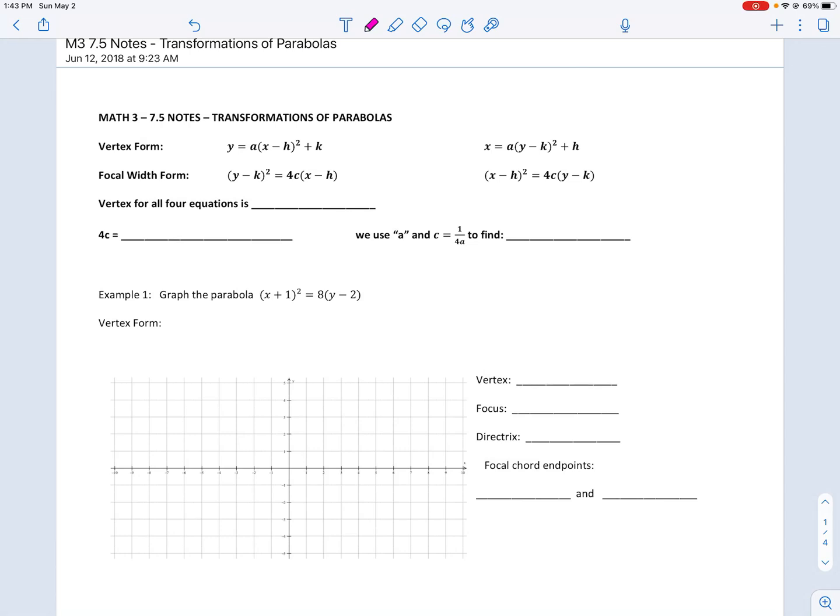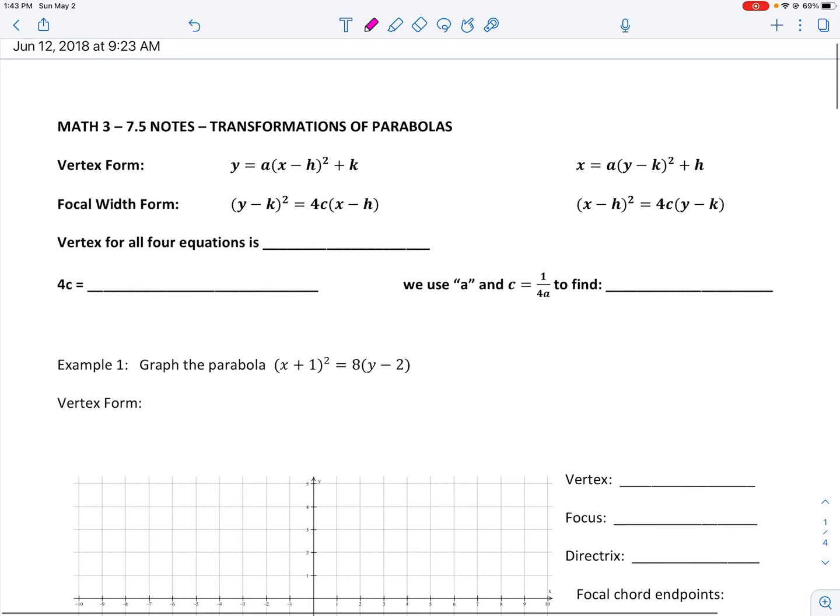Hello. Today we are going over transformation of parabolas. So what we kind of went over in 7.3 and 7.4, but now we're going to start translating them. We're going to move them around, left, right, up, and down. So we have what we call a vertex form or descriptive form, which we've all seen before.